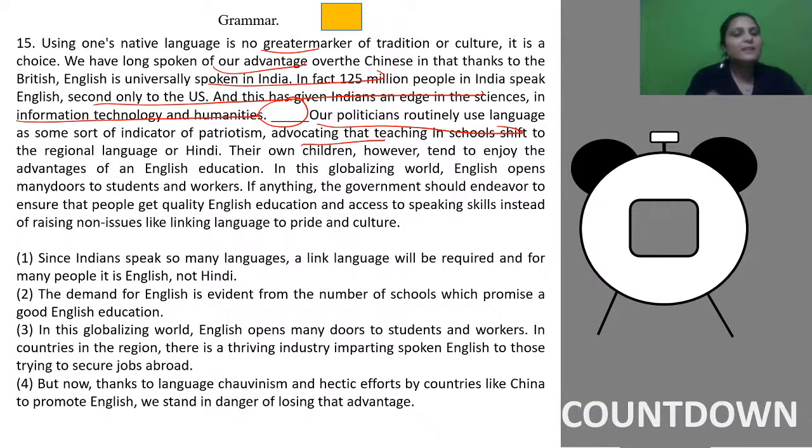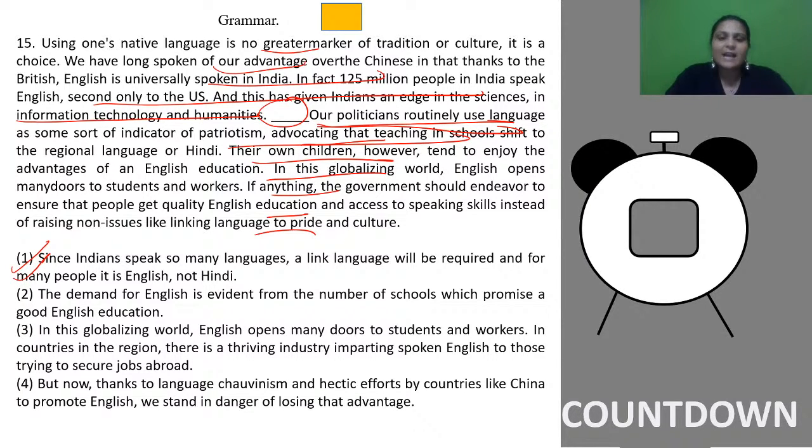Having said that, did you understand that there was a change in the tone of the passage? Earlier, you're talking about the advantages of the language. In the latter half of the passage, after the blank, you're talking about how people are using it for selfish gains, right? There's a change in the mood. Now, tell me if option number one fits in. Why should it fit in?